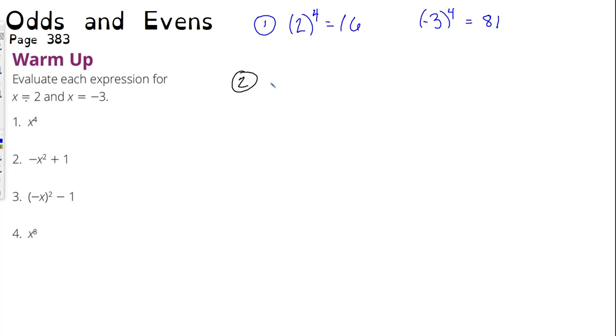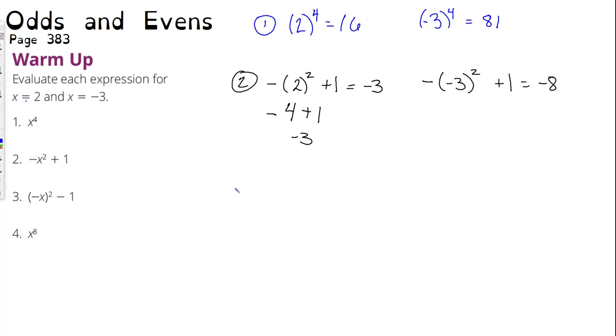On number 2, we have negative 2 squared plus 1. What'd y'all come up with that number being? Negative 3. Because you have negative 2 squared is 4 plus 1, which is negative 3. So when we do the 3, it's going to be negative 3 squared plus 1. And what do you come up with? Negative 8.